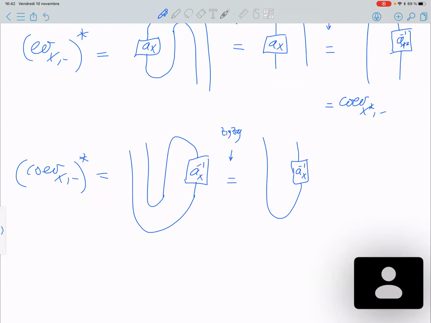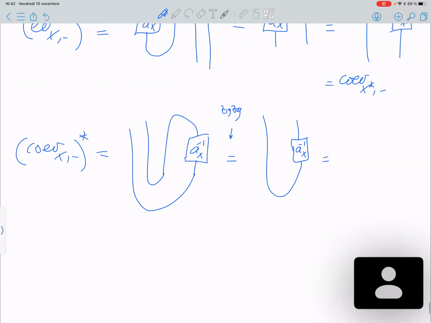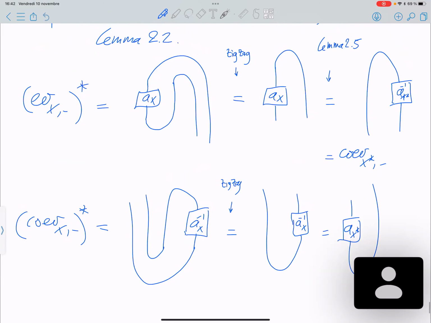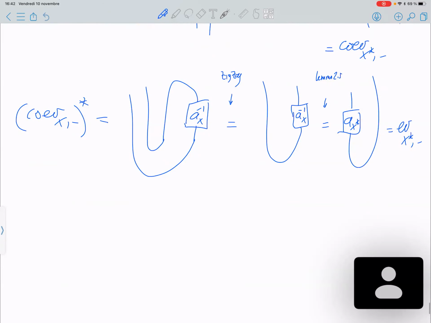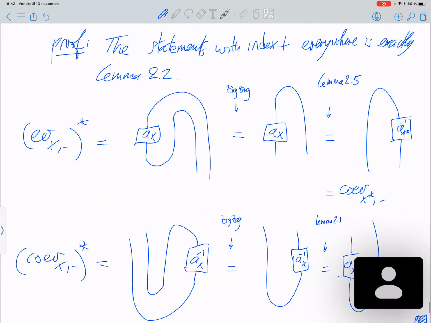X. And this is, again, by the previous lemma, 2.5, like that. Lemma 1, 2, 5, which is the evaluation map X star minus. Okay. So we are done with that.